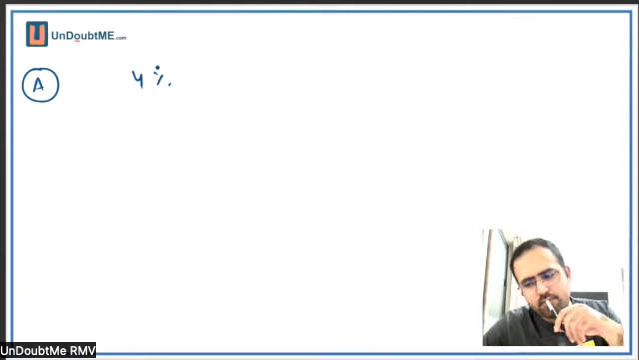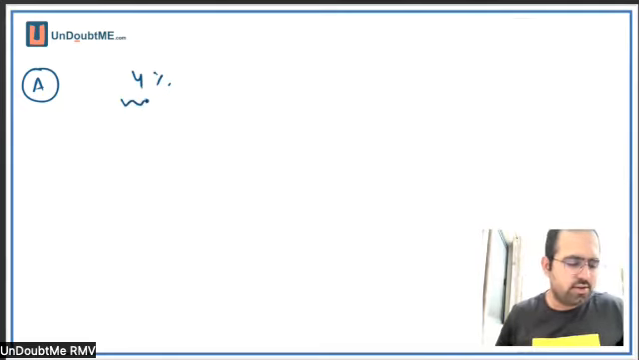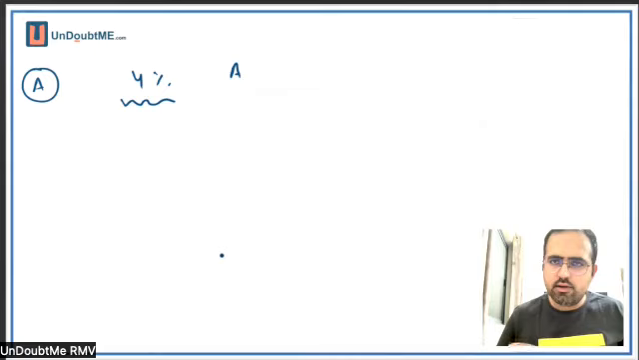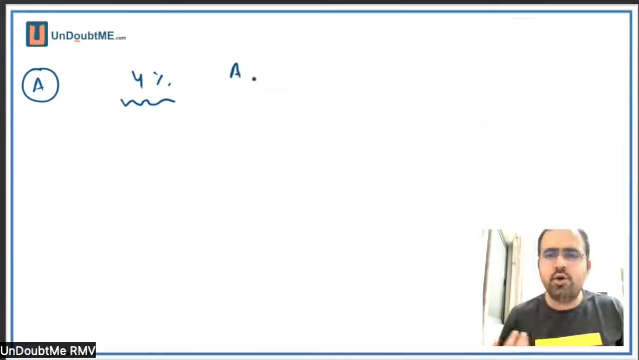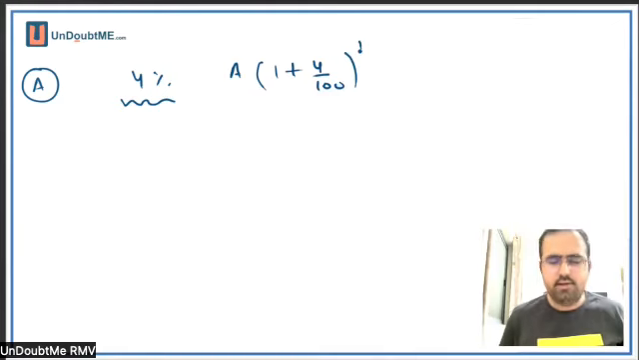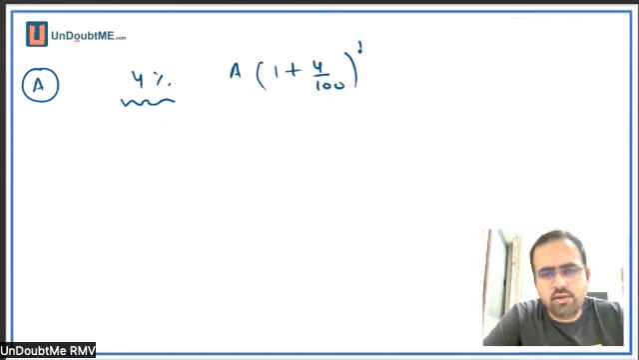So this was in sequences and series. We got this question. This will be done by compound interest only. How? Let us understand. So let's say the amount is A, which you are investing today. In 1 year, how much return you are going to get on that? That will be A times of 1 plus 4 by 100 to the power 1. That will be the return which you are going to get in 1 year. Do you understand?